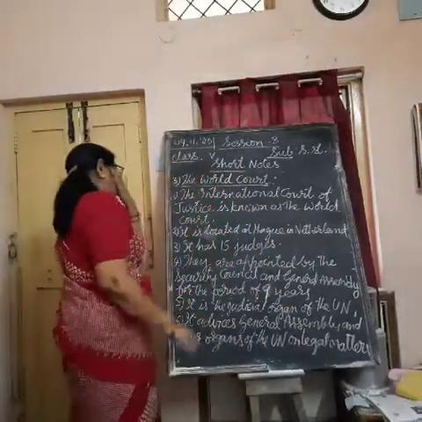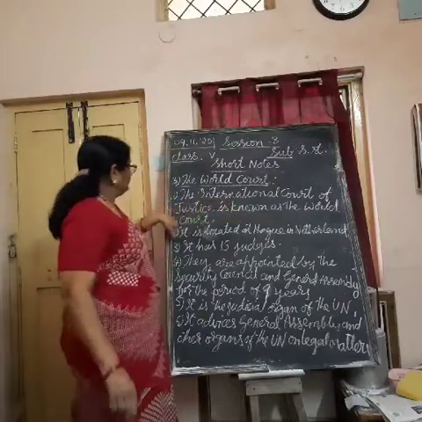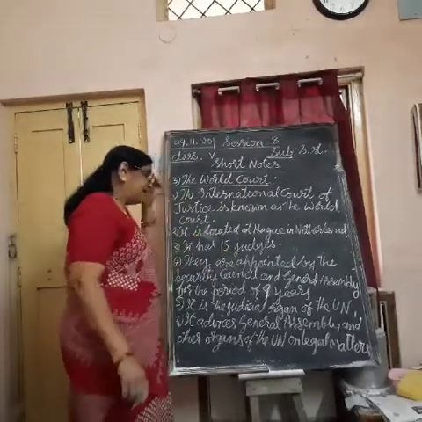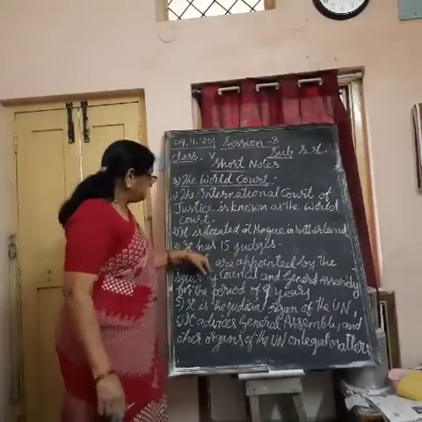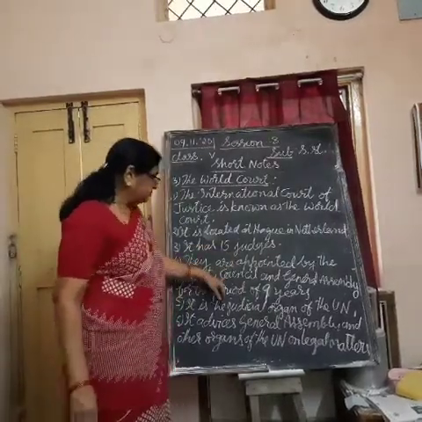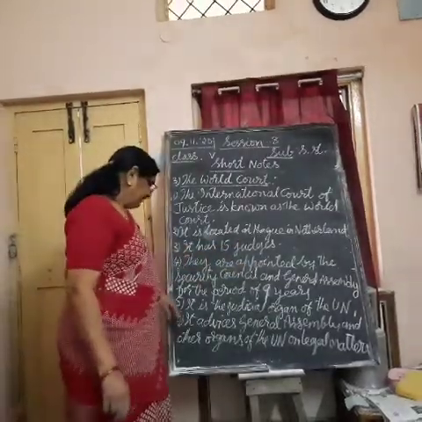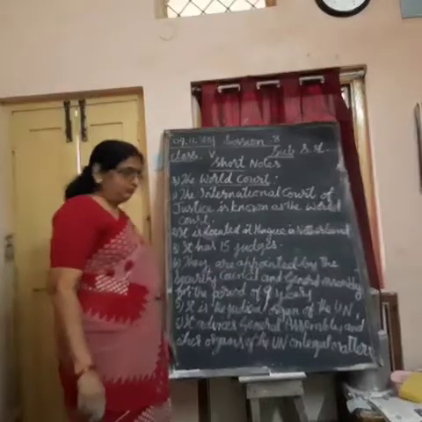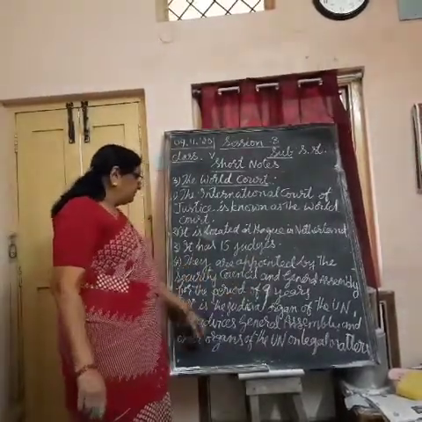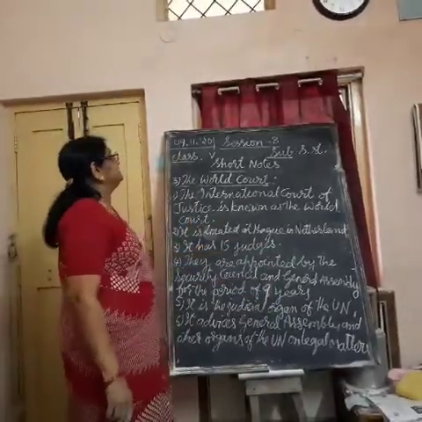So, the World Court. The International Court of Justice is known as the World Court. It is located at Hague in Netherlands. It has 15 judges. They are appointed by the Security Council and General Assembly for the period of 9 years. It is the judicial organ of the UN. It advises General Assembly and other organs of the UN on legal matters.